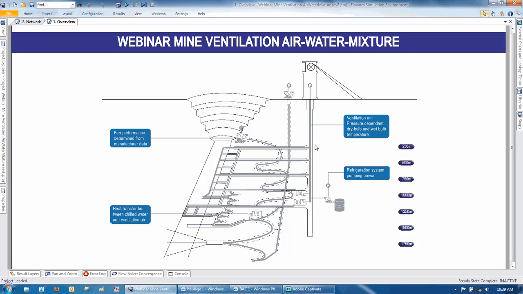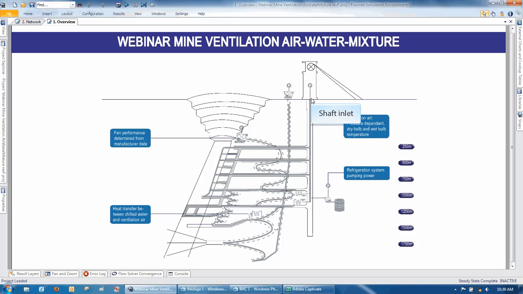In this simulation, the ventilation air and the cooling water is simulated simultaneously in order to see the combined effect of the cooling that is required. This cooling is done because of the high temperatures that are found underground, and it is required to cool this ventilation air down because people have to work in the environment.